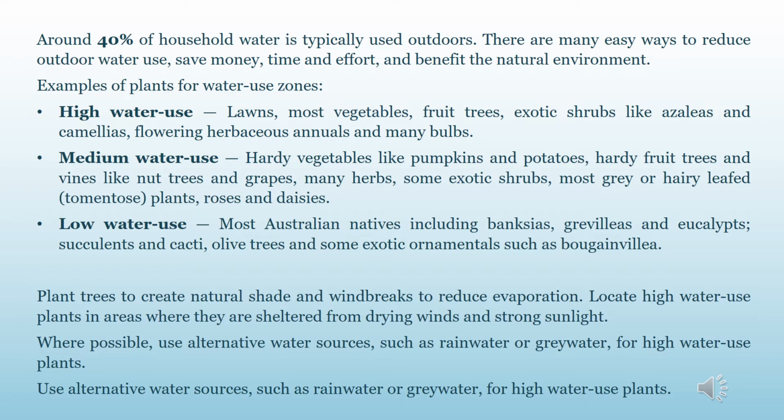such as bougainvillea. Plant trees to create natural shade and wind breaks to reduce evaporation. Locate high water use plants in areas where they are sheltered from drying wind and strong sunlight. Where possible, use alternative water sources such as rainwater or greywater for high water use plants.